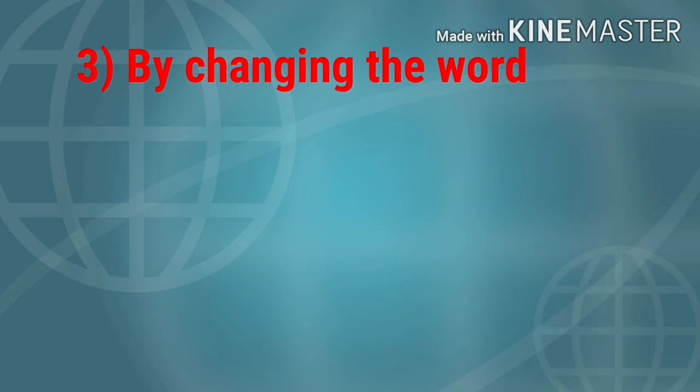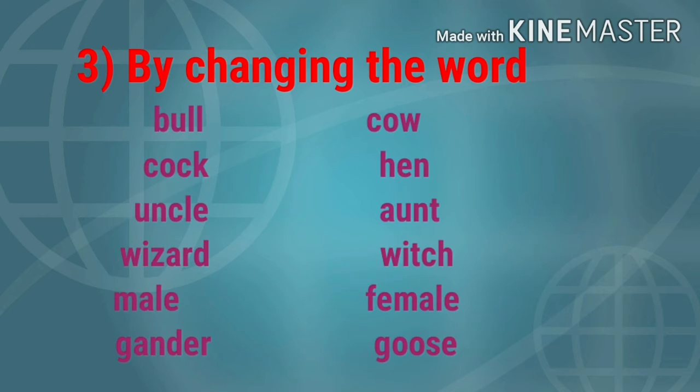Third method, by changing the word. Many nouns have different words for the masculine and the feminine. See the example. Bull is a masculine and the feminine for the bull is cow. Bull, cow. Cock, hen.